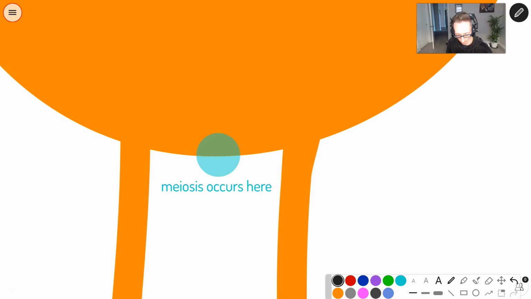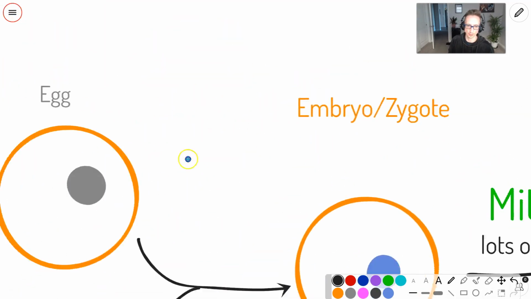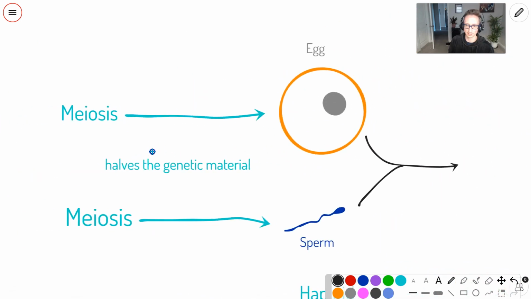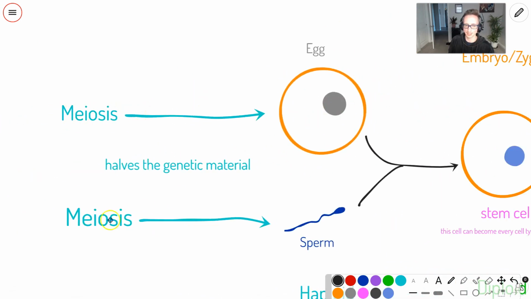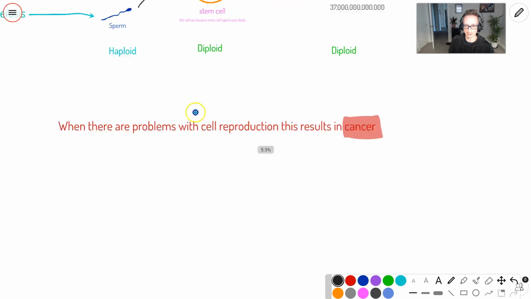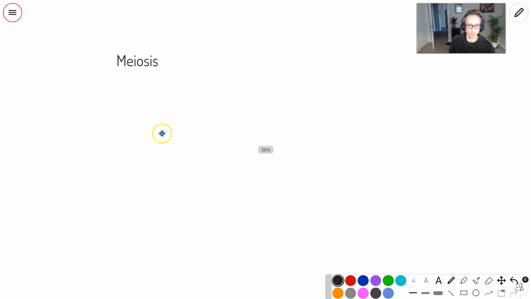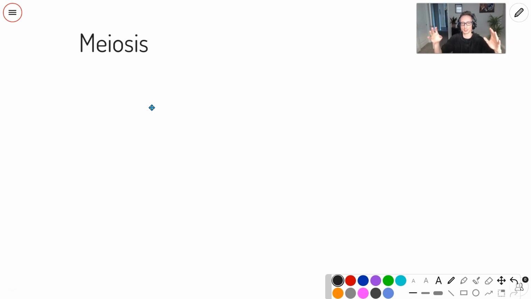Now let's get back into meiosis, which occurs right here in our crotchal region to make our gametes. So meiosis has to do with, in females, making the egg, and in males, making the sperm. We already talked about the basics of sexual reproduction. Now we're going to say, how do we actually make this? Because we want to cut the genetic material in half, so that when they fuse, we now have the normal 2 copies of every chromosome, right?